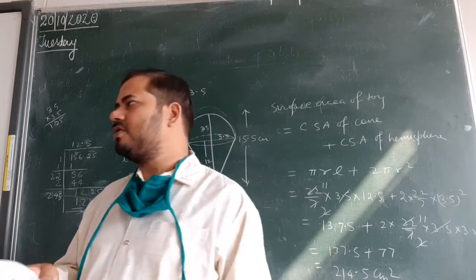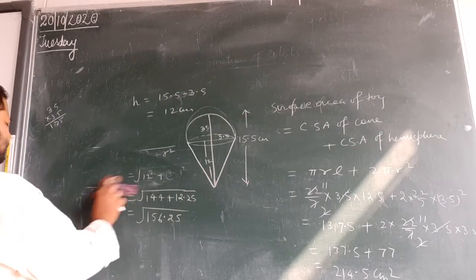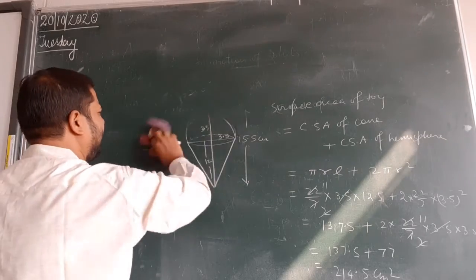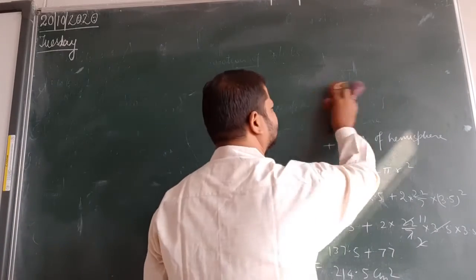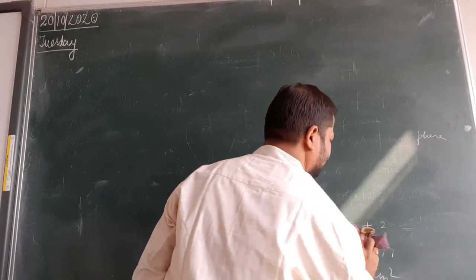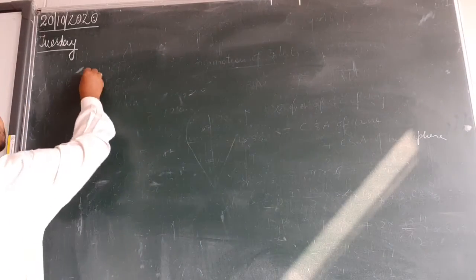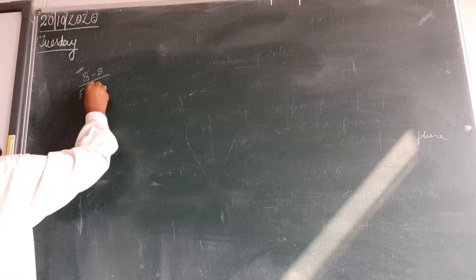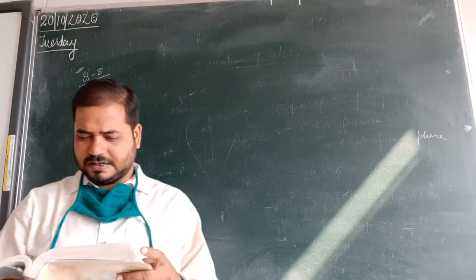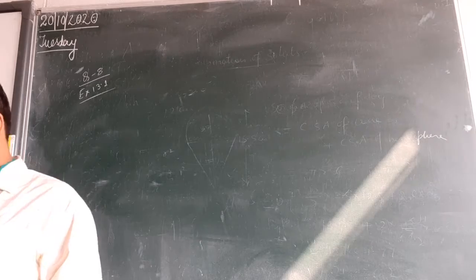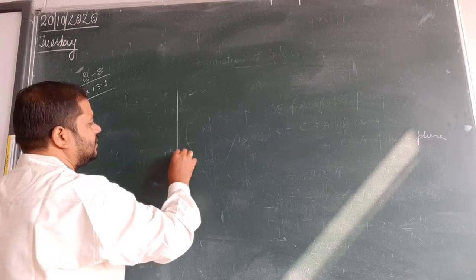This is question number 8 from exercise 13.1. Question number 8, exercise 13.1. From a solid cylinder whose height is 2.4 centimeter. Okay. From a solid cylinder, that means this is your cylinder.